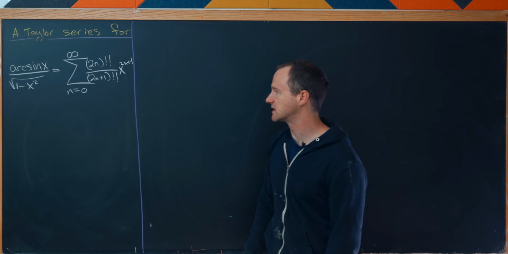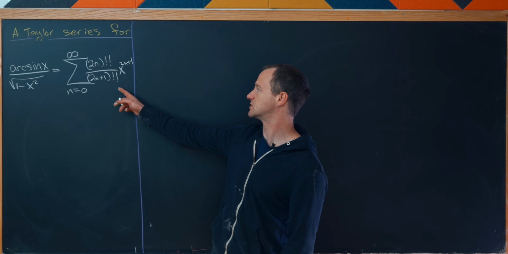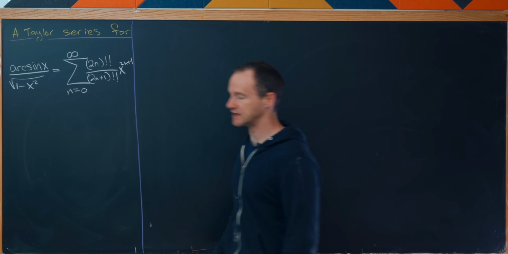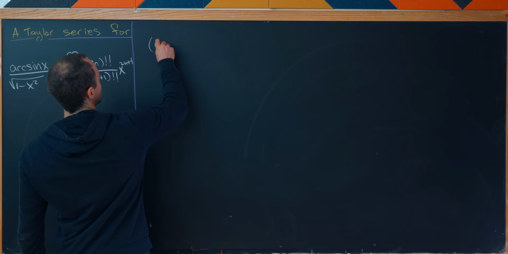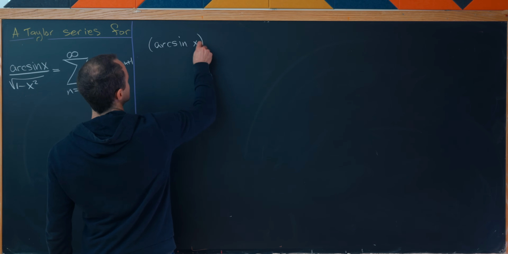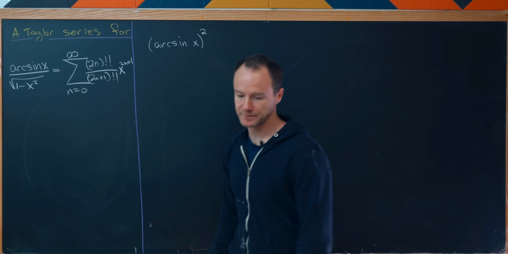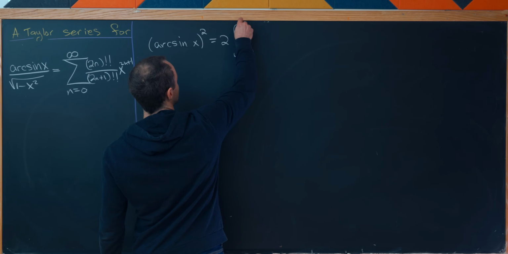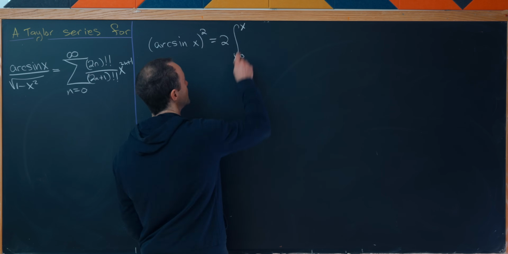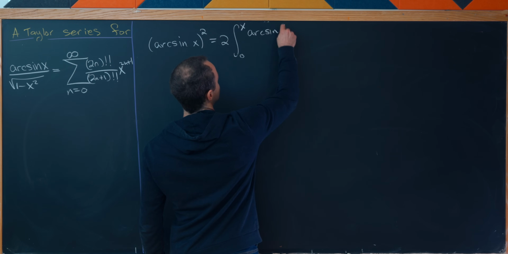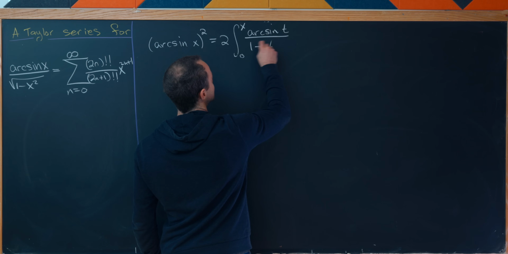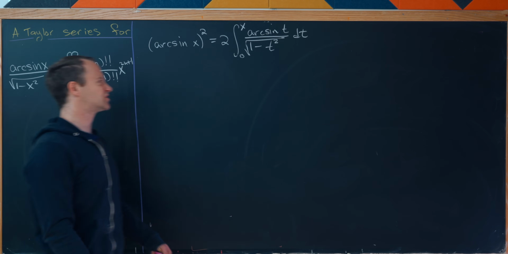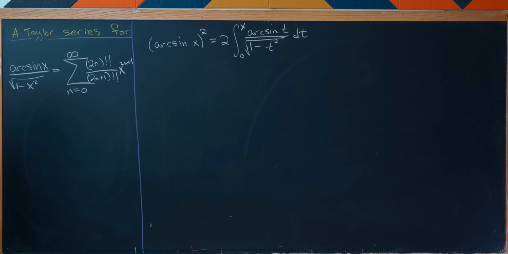The arc sine of x over the square root of 1 minus x squared was equal to the following power series. Now let's see our nice application here. So let's look at the arc sine of x quantity squared. And let's notice that that's exactly equal to twice times the integral from 0 to x of the arc sine of t over the square root of 1 minus t squared. And that's just by a simple u substitution.